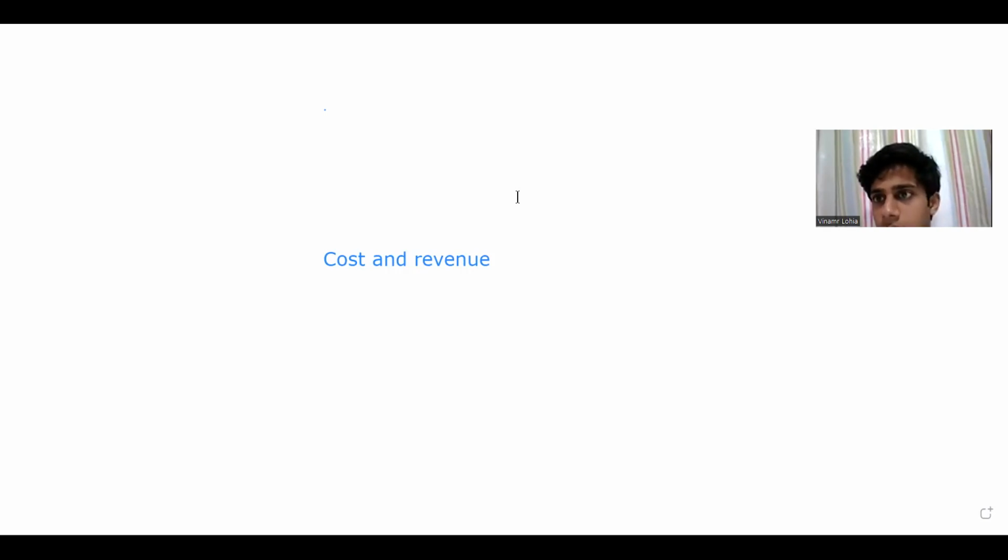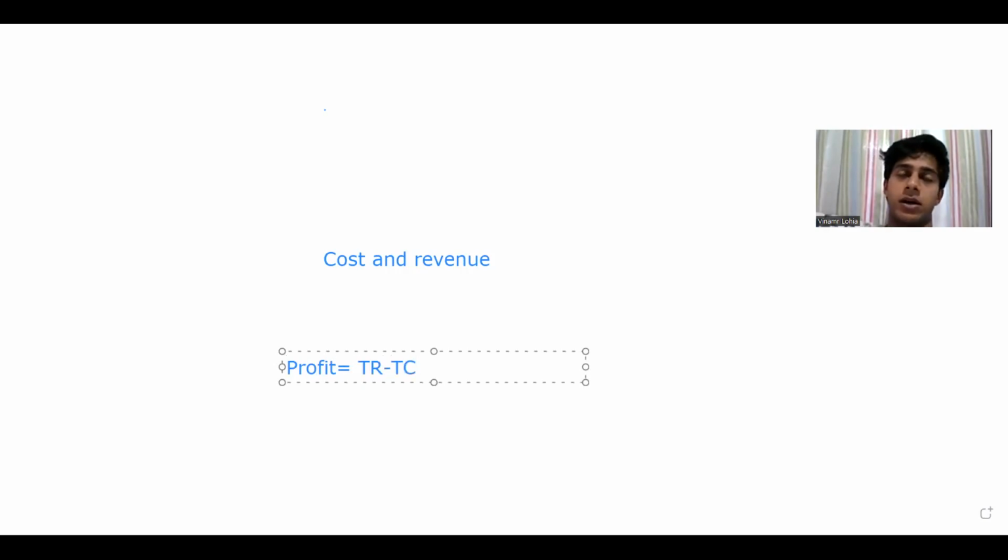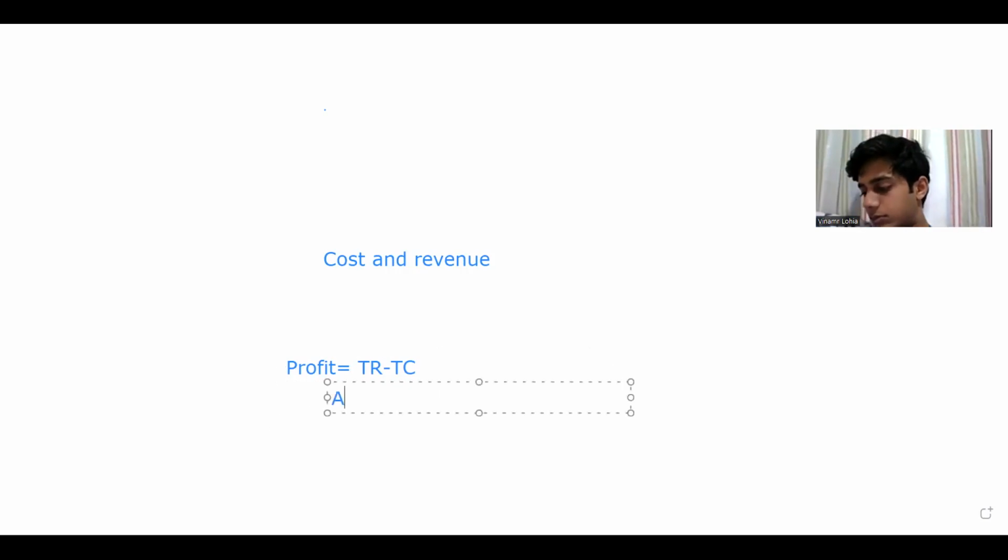Okay. Yes, that's right. So revenue is just the income which is earned on the product, right? Yeah. So what can be the formula of profit? Can it be total revenue minus total cost? Yeah. And what can be the formula of revenue? Can it be price into quantity? Yeah, correct. Price into quantity.